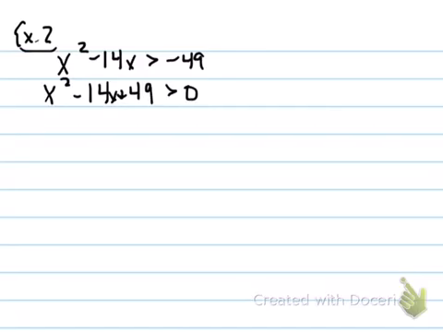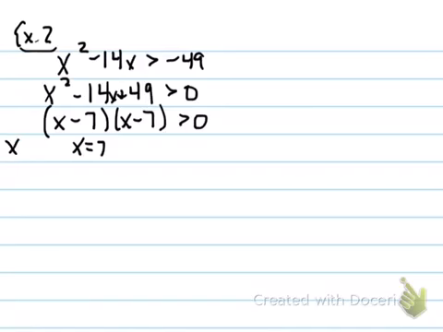Okay. Now we need to come up with two numbers that multiply to positive 49 but add to negative 14. All right, well, this is a perfect square. It's x minus 7 and x minus 7. Okay, so this time there's only going to be one of these critical values that makes the expression exactly 0, and that's going to be at x equals 7, because we said x minus 7 equal to 0, and we get that x equals 7.